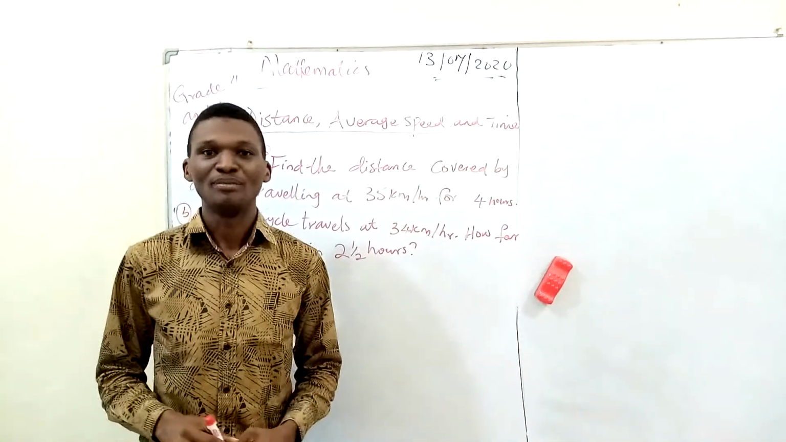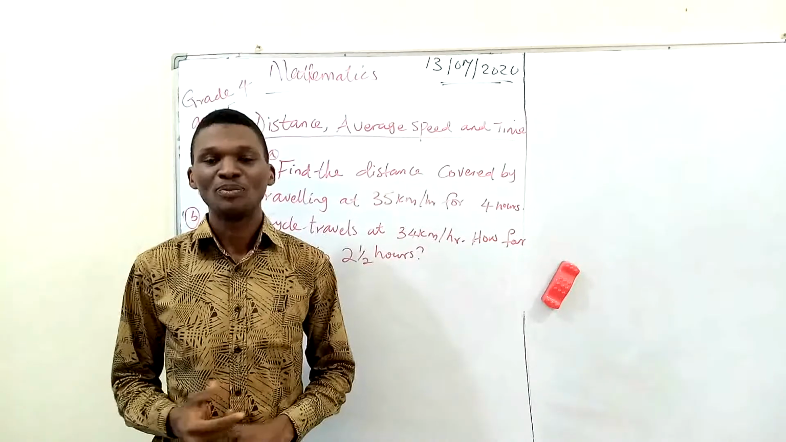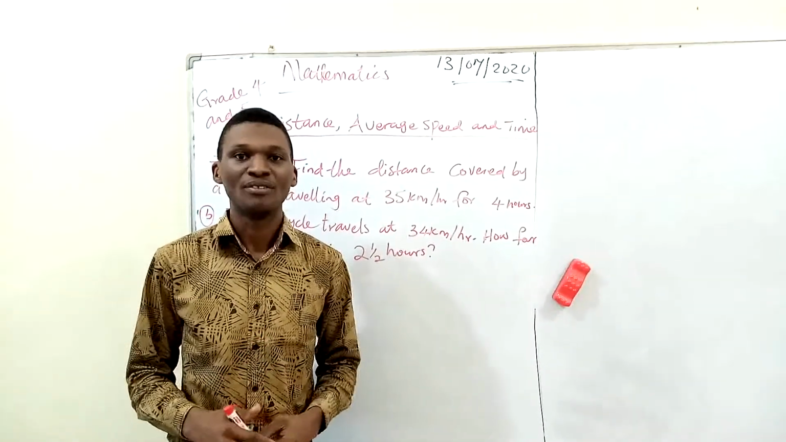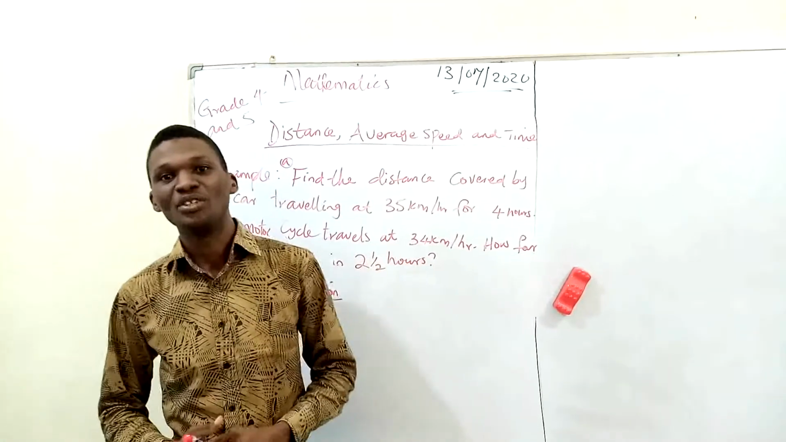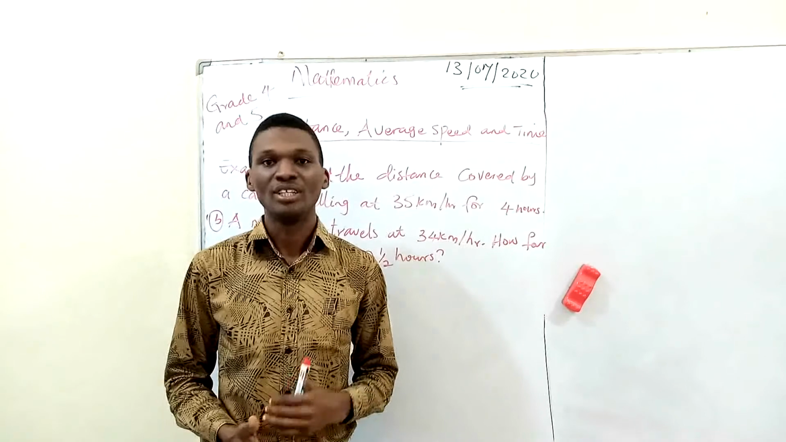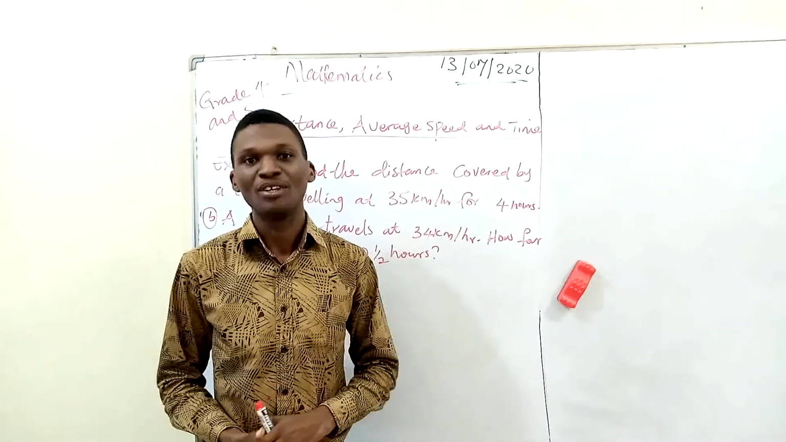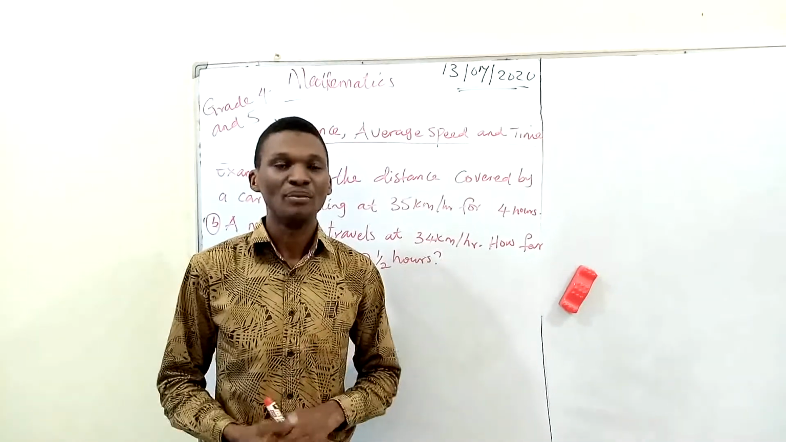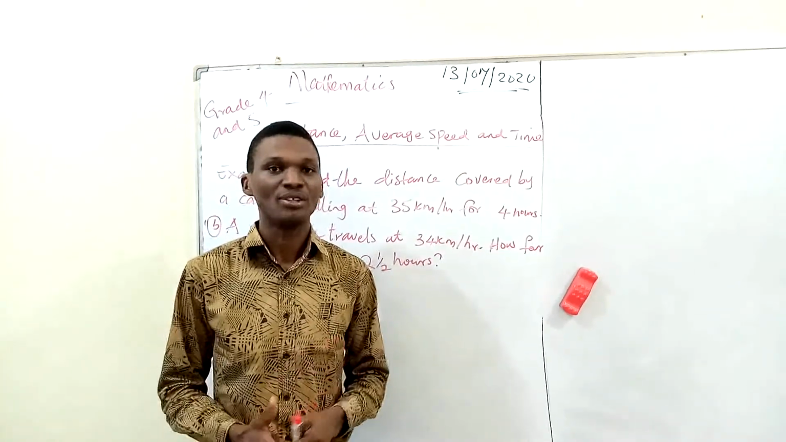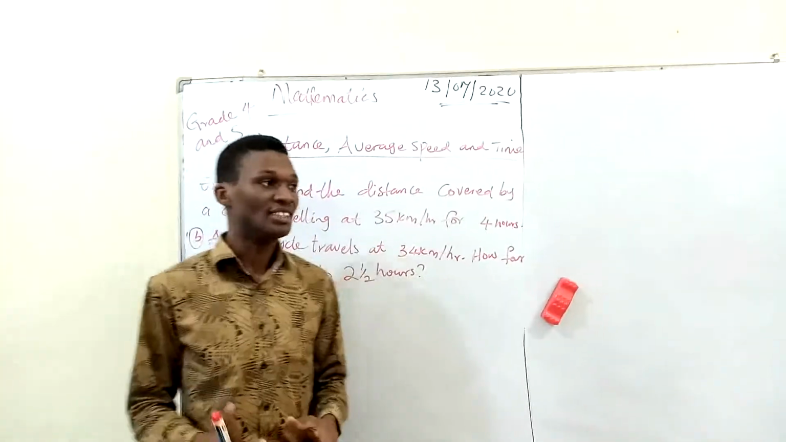Last week we started the topic time, average speed, and distances, where I gave us the definitions and their units too. I told us that speed is measured in kilometers per hour and meters per second. For distance we say kilometers and meters, and for time we have hours, minutes, and seconds, and all of that as their units.